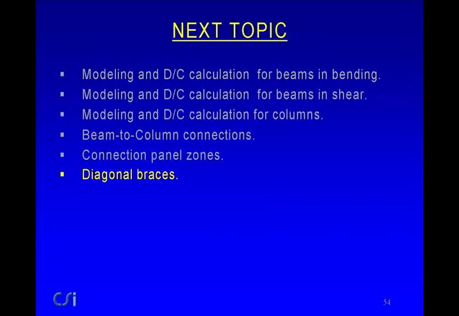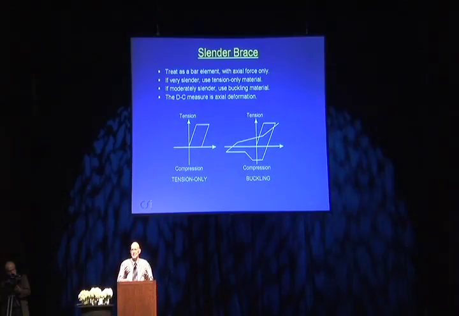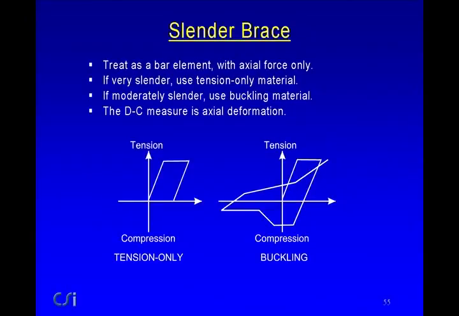If you have a slender brace, you would treat it as a bar element with just axial force, and forget about bending. If it's very slender, you could use tension-only material, just a tension-only brace. If it's moderately slender, you could use a buckling material. What you do here is you specify material, and then you use it in what's called a steel tie element, which has a material and some area. The demand capacity measure is axial deformation.